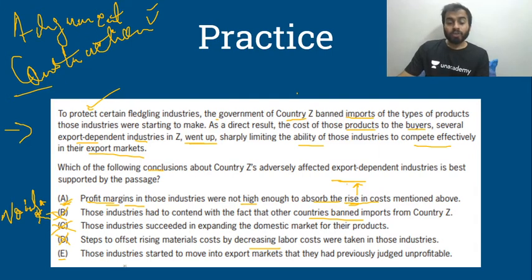E. Those industries started to move into export markets that they had previously judged unprofitable. This would be utter stupidity. If it was already an unprofitable export market, then entering it now with even lesser profit margins could be a loss making avenue for me, right? So I straight away eliminate E as well because it does not make any logical sense at all. A makes quite a lot of logical sense. So I'll choose to go ahead with option A.